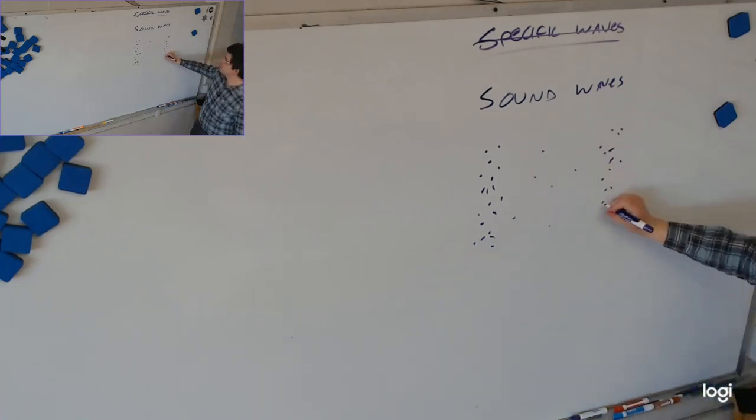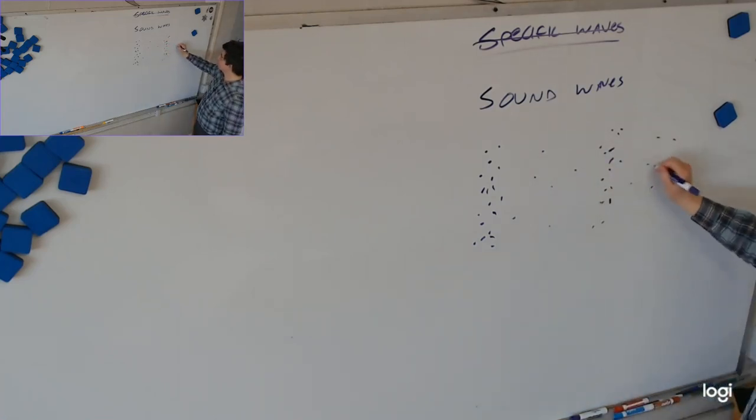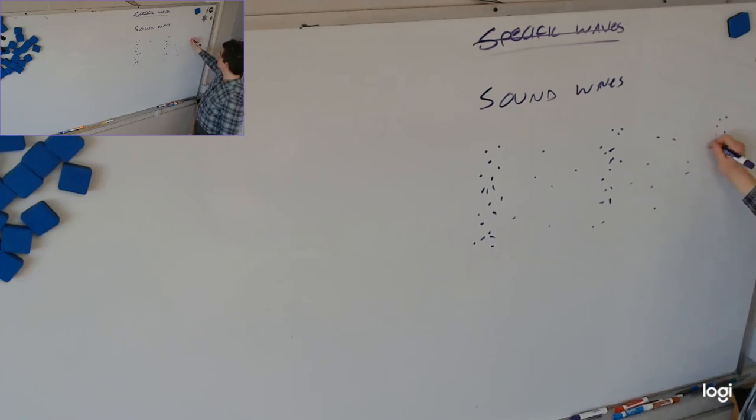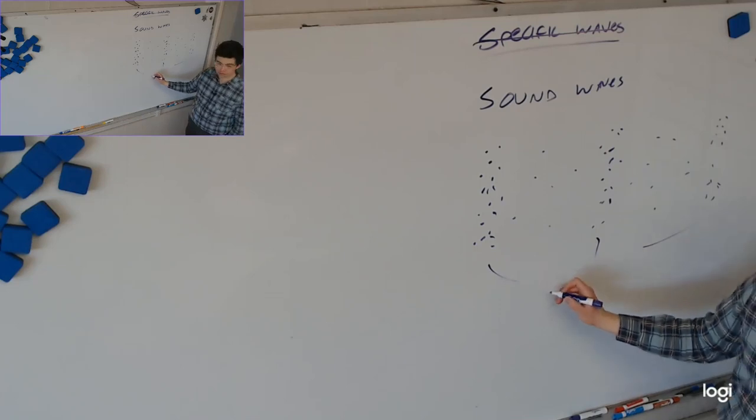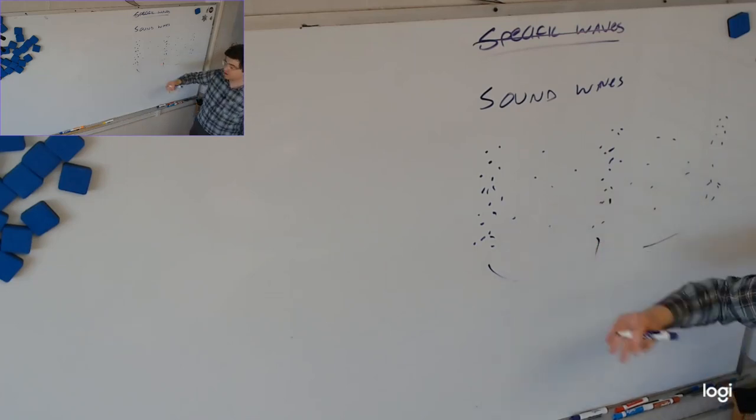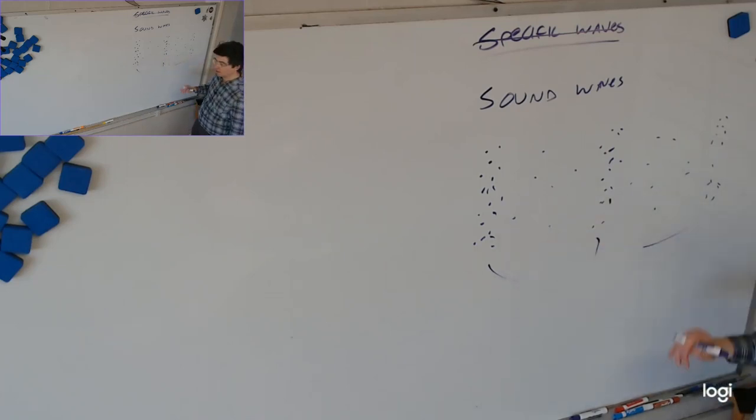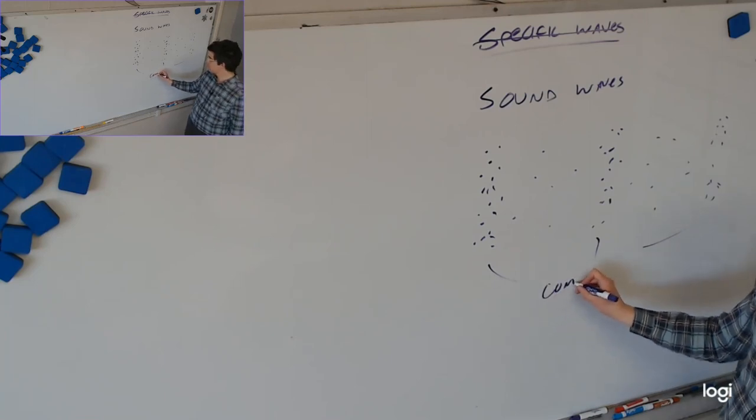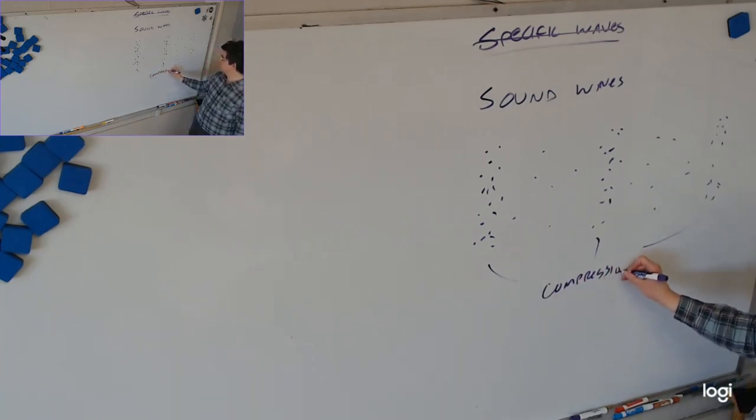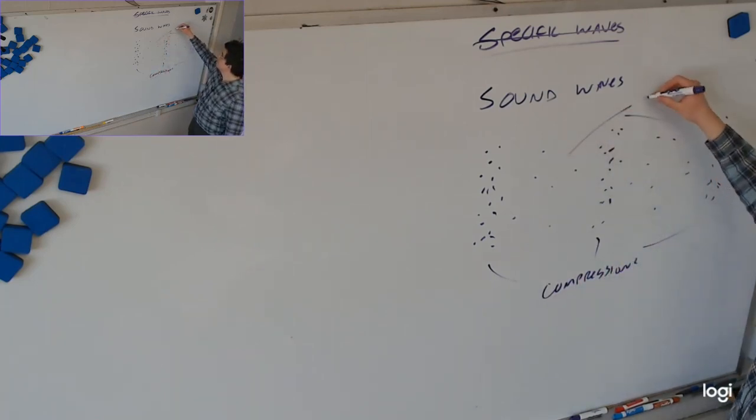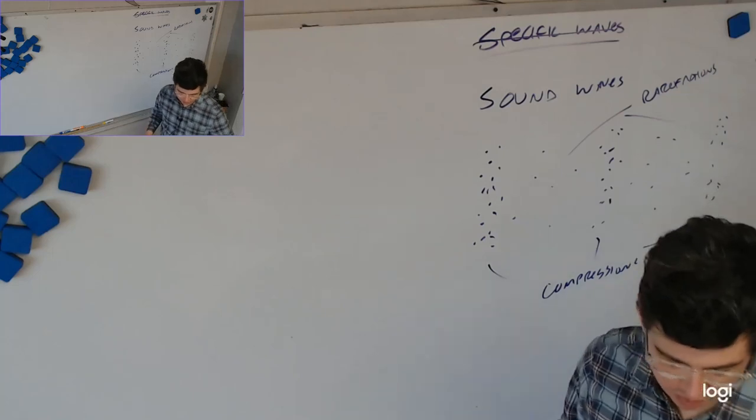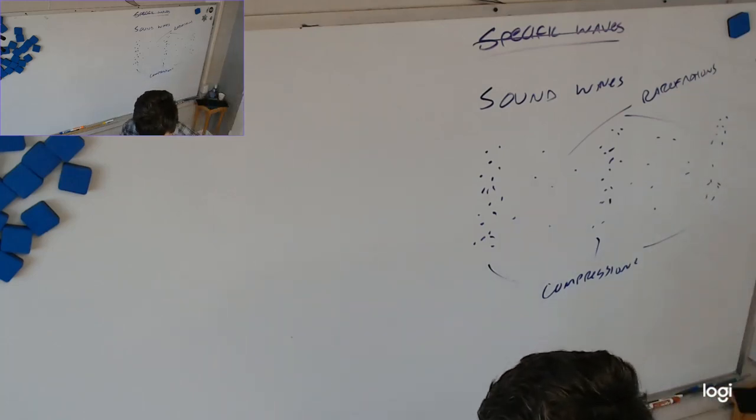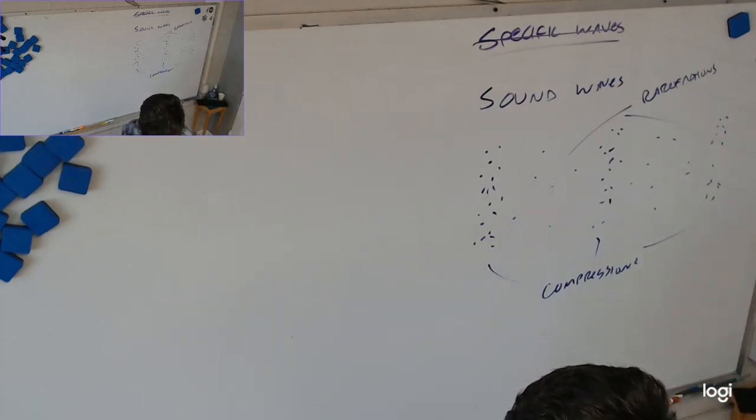Remember, in a longitudinal wave, what's the direction of particle motion? The same direction as the energy. It oscillates back and forth along the same axis as the energy flow. What are these things called? The little dots are atoms. What are these called? Compressions. And between the compressions are? Rarefactions. We had already talked about this, so we're just going to run through it.